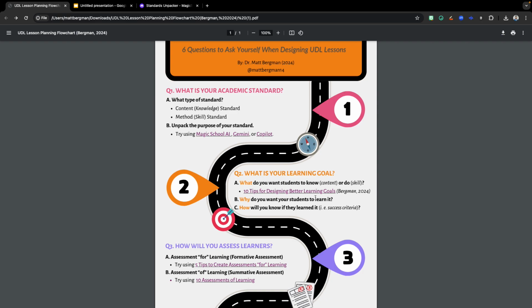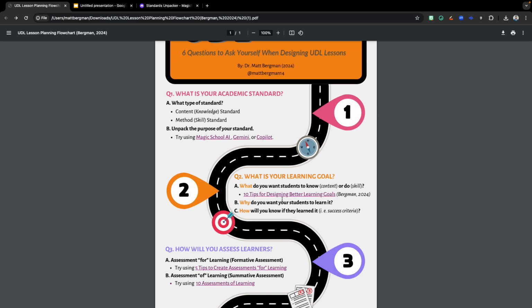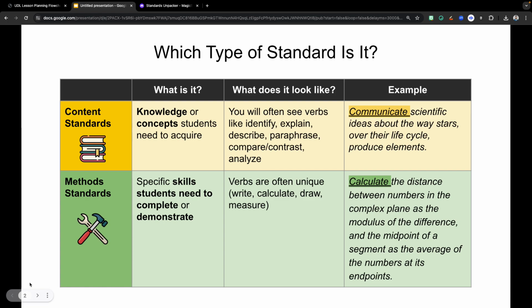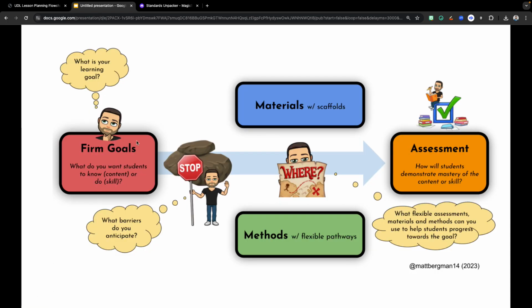And then why do you want them to learn it? And how will you know if they've learned it? That can really help you design better learning goals. Well, the next thing that you'd want to do is start thinking in terms of how you will assess your learners. So going back to that graphic, which we said a few minutes ago, here's the goal. Like, how are we actually going to achieve it?